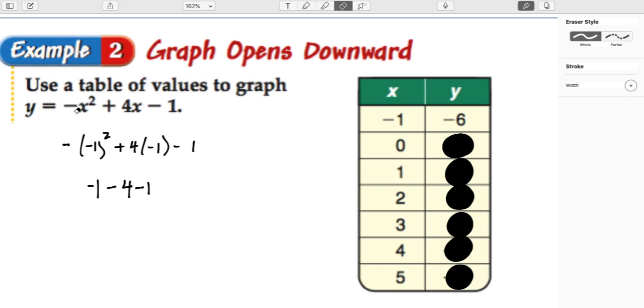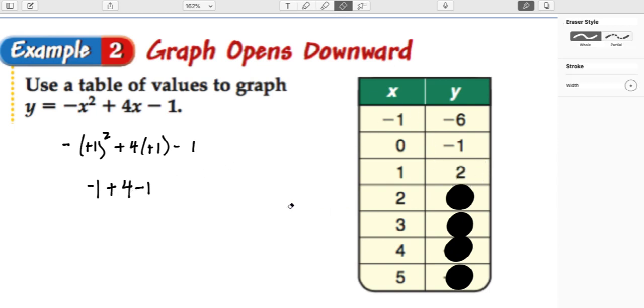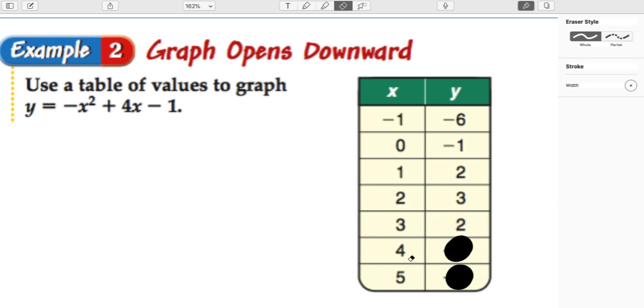When I plug in 0, which is always my favorite to do because boom, gone, gone, you should expect this to be -1. When I plug in a +1, we're going to have a similar experience here, except we're going to see that when I plug in +1, this still is negative, but this would be positive, and that's going to be negative. And so with that, we're going to get a +2. -1 plus 4 minus 1 is going to be +2. And I'm going to stop there. I think you guys understand what substituting means. And so if I substitute in 2, I'm going to have 3. 3, I'll get 2. 4, I'll get -1. And 5, I get -6.